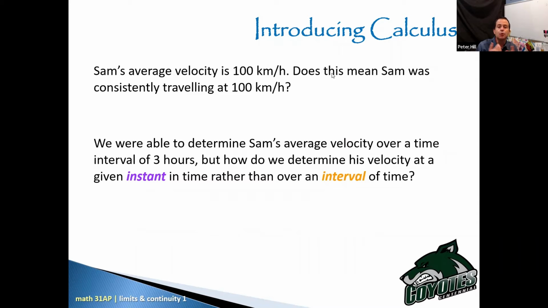So we were able to determine Sam's, oh, I didn't answer the question there. I should hide my head one more time as well. Sam's average velocity is 100 kilometers an hour. That was the question I just asked you.